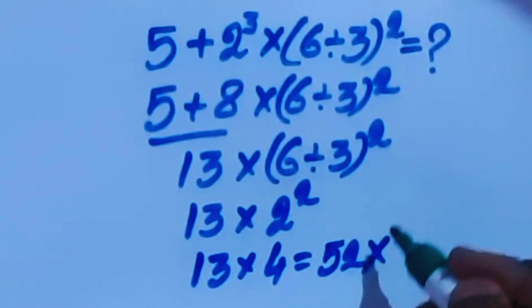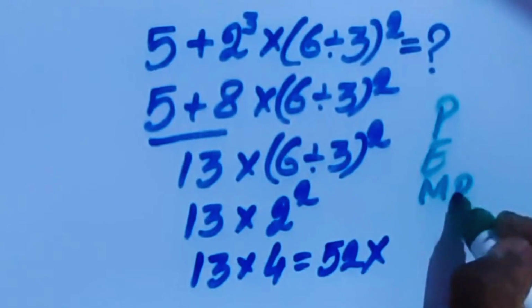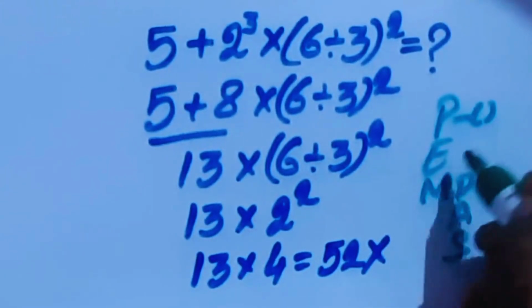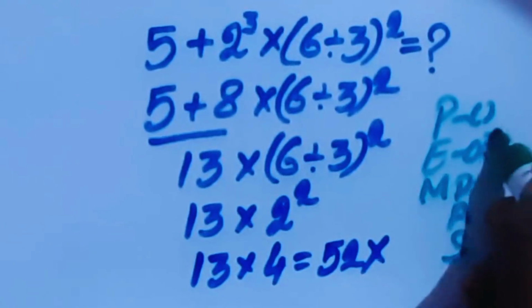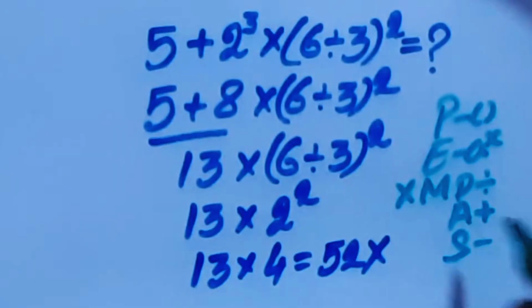As per this order of operation, this 52 is the wrong answer. Here we are going to introduce this PEMDAS rule from order of operations to solve this problem in the correct order. This is a bracket, this is exponent. M stands for multiplication, D stands for division, A stands for addition, S stands for subtraction.